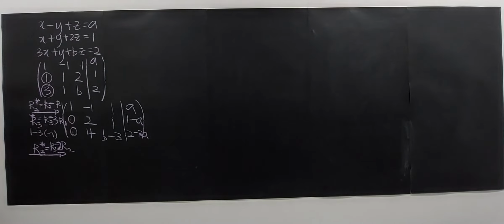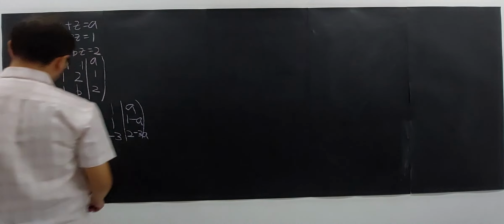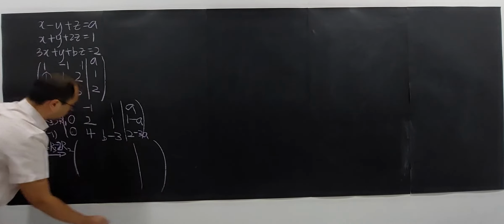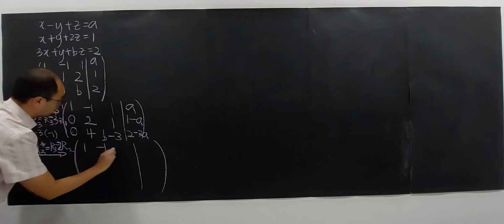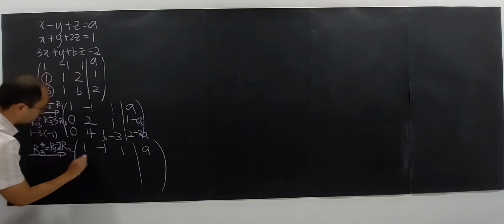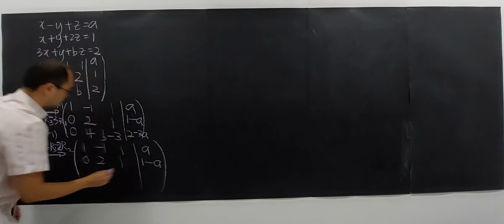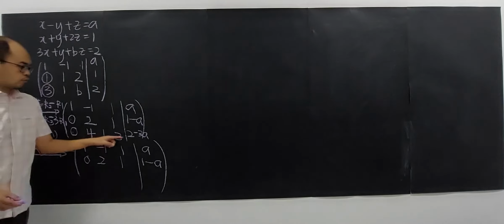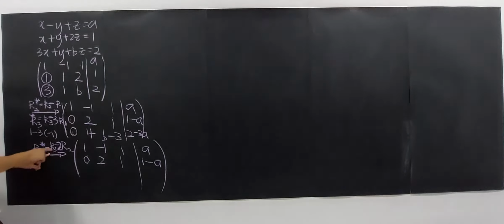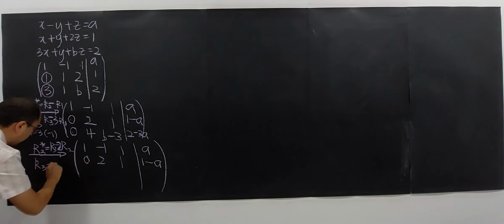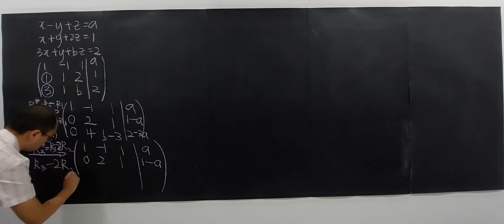Alright, so then what I'm doing, I'm going to start doing elementary operations. Copy back the first row and the second row: 0, 2, 1, 1 minus A. The third row will follow this operation here: third row and the second row, where I take row 3 minus 2 times row 2, right?